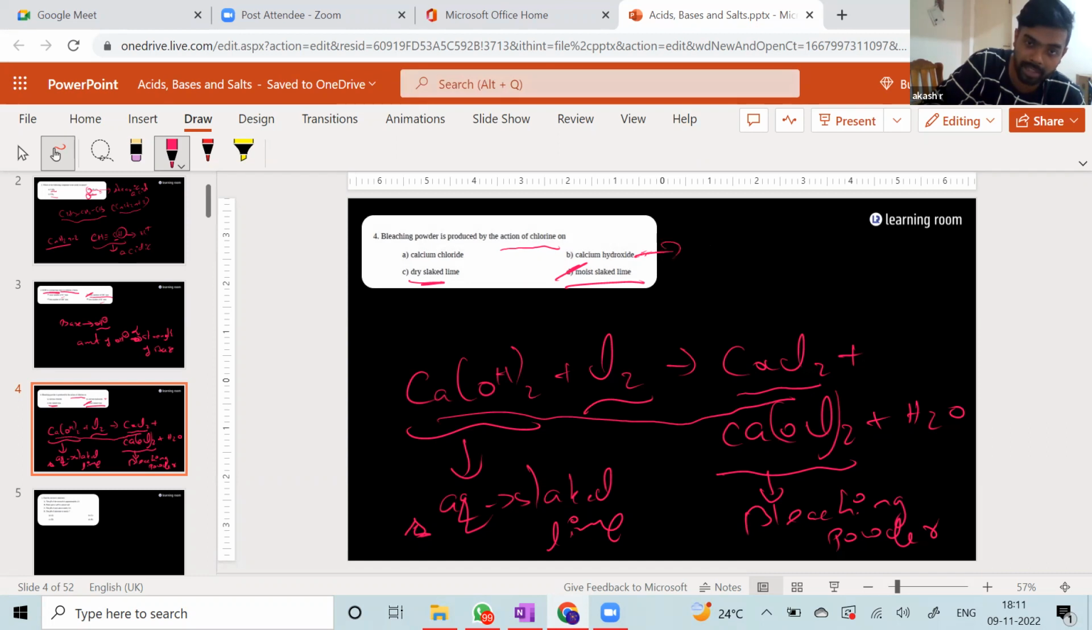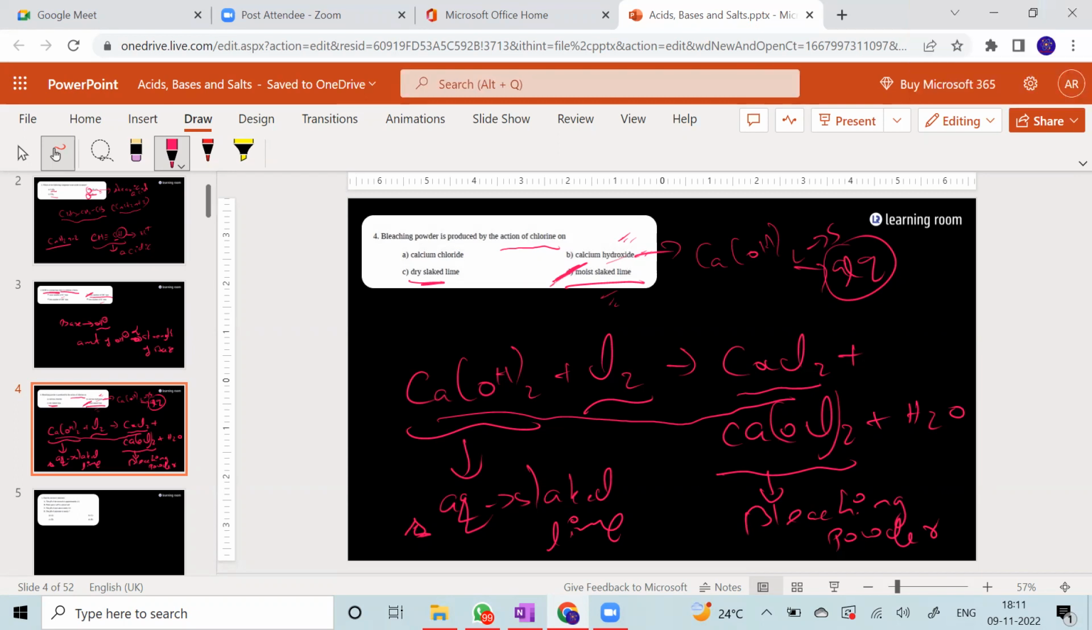Because calcium hydroxide, Ca(OH)2, can be in solid state, can be in aqueous state, it can be anything. That is not getting specified here, right? So the most probable answer, if none of them was there and only calcium hydroxide is there, then definitely we will go for calcium hydroxide. But in this case, there are more appropriate answers, right? So definitely you'll go for moist slaked lime only.